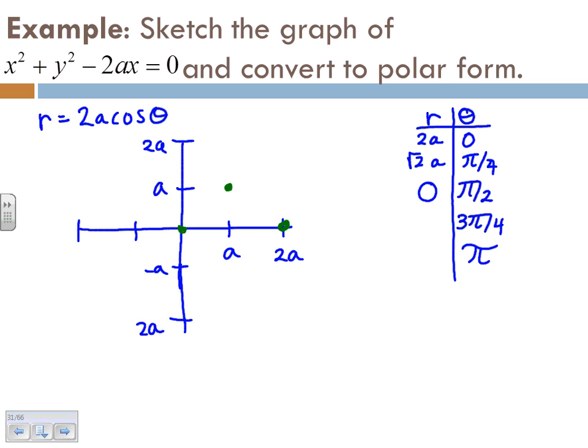Facing that way from here. And then this is the tricky one. What about 3 pi over 4? Okay, negative radical 2a. So if I'm facing that way, I'm going to go backwards, since it's negative. So it's right there. And then I'm back to where I started. Okay? Something like that.